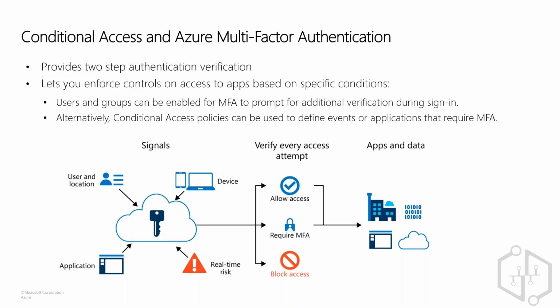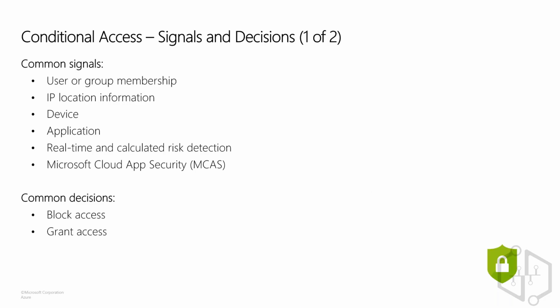If you have a desktop application, this will not happen. In a desktop application, the application is already installed. So when you try to reconnect or refresh, it will connect to that service. Here, if you see, this is what I was mentioning about: group membership, IP location information, any devices that you are using to log in. What is the decision you want to take? Block access or grant access?